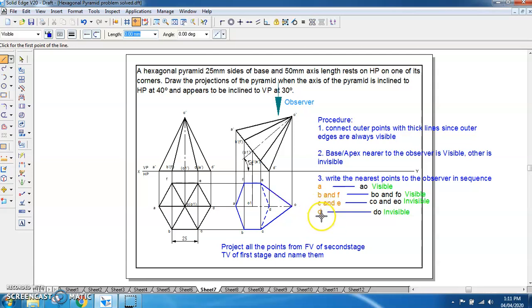The edge passing through D is DO. The slant edge passing through the first farthest point will be invisible, so you have to mark D to O as invisible. Then once you go for the farthest, you have to go to the first nearest. The first nearest is A, and the edge passing through A is AO, so that is visible. So you mark A to O as visible.